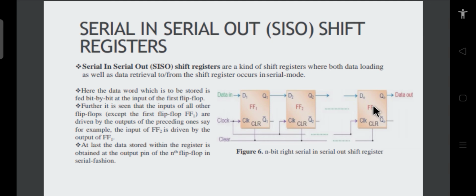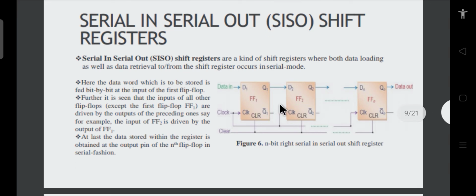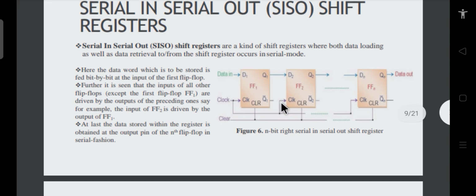So that is why it is called an n-bit right shift serial in, serial out shift register. The data is actually moving from left to right, so it is called a right shift, or serial in, serial out right shift register. So you can understand the working of this also. The working is the same as what we discussed in the last slide, but this is a right shift, serial in, serial out register.